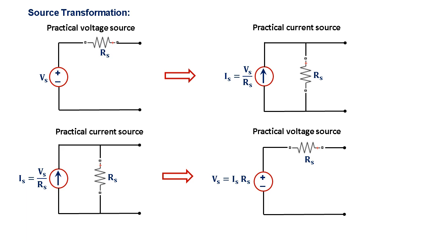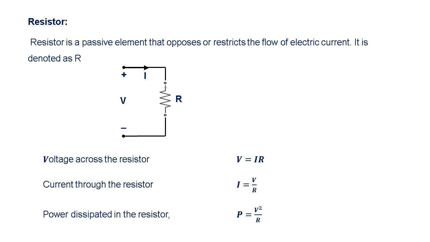Similarly, the practical current source can be converted into practical voltage source as shown in the figure. Here the practical current source consists of a current source in parallel with the resistor Rs. This can be converted to practical voltage source which has voltage source Vs in series with the resistor Rs. The value of Vs is equal to Is into Rs. Next, we will see about the passive components.